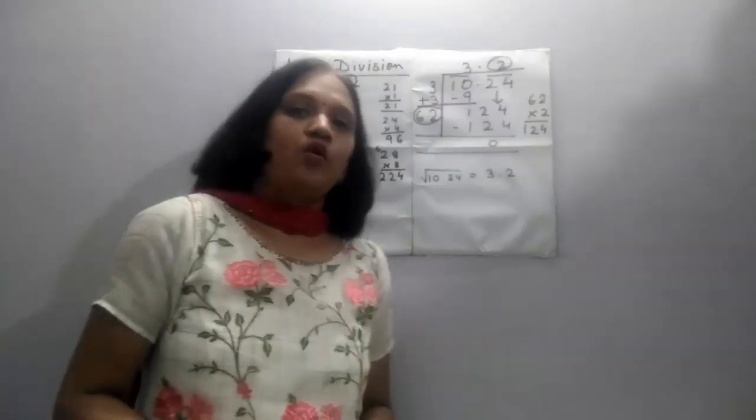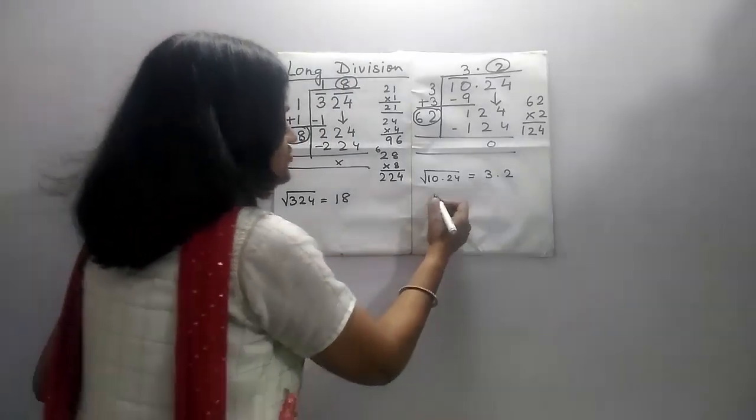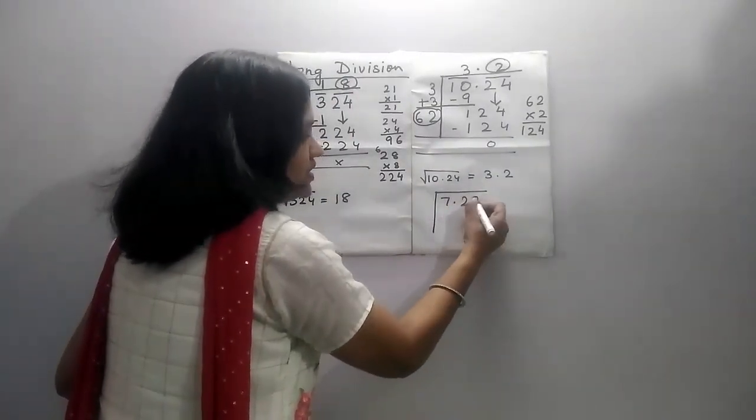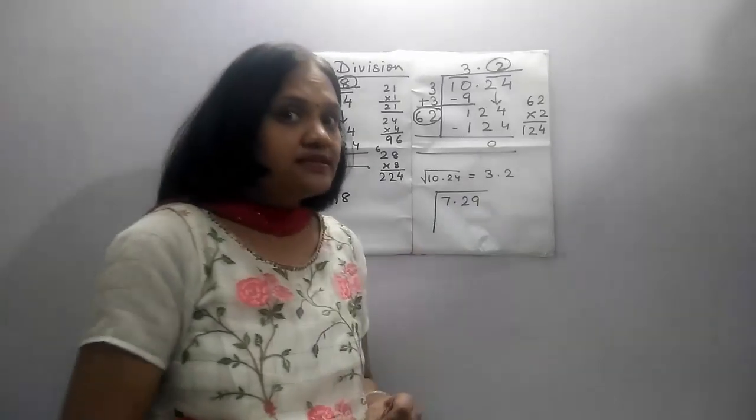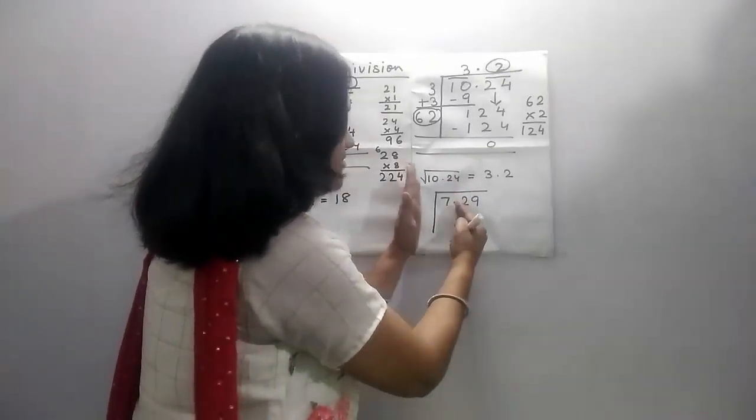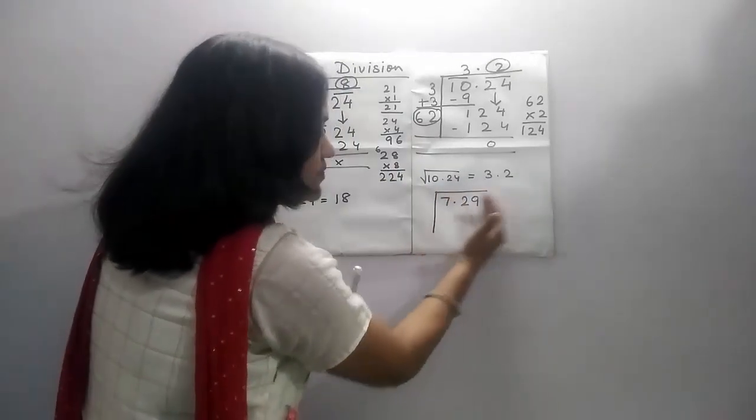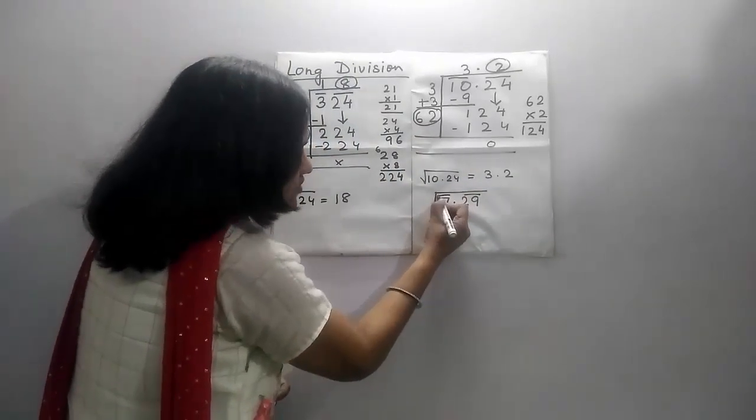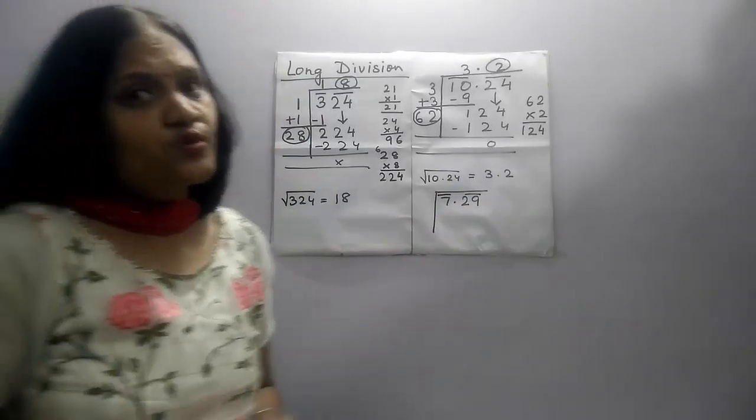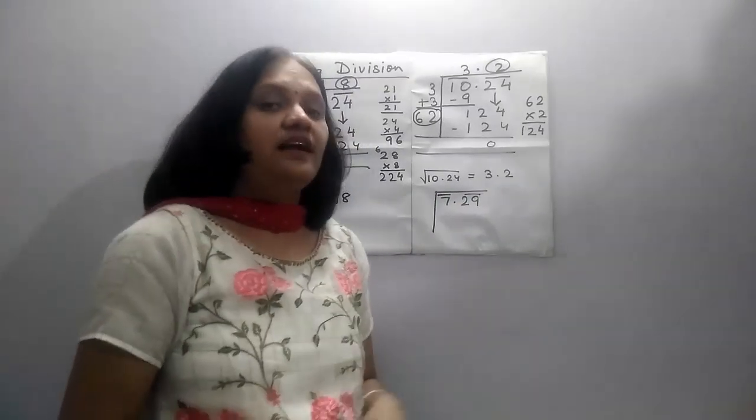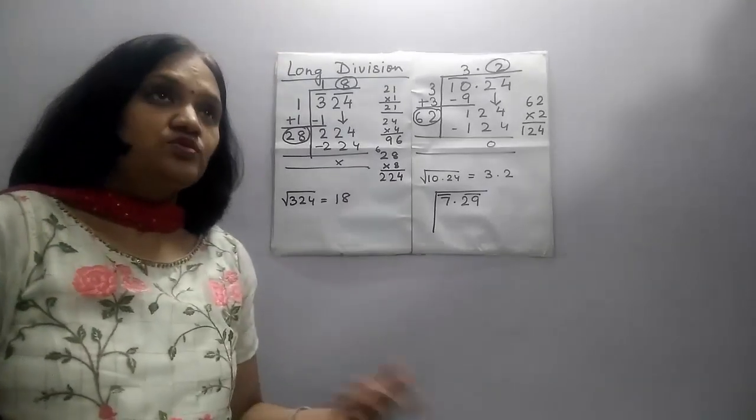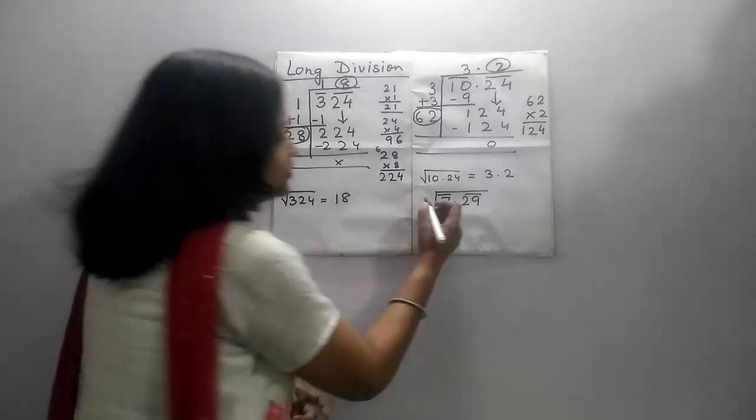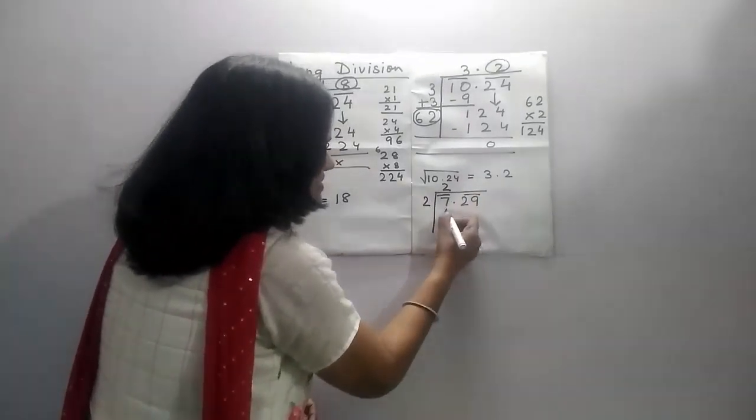Okay, let's solve one more sum. Let's find the square root of 7.29. What will you do for this? Again, from the decimal you'll go left and you'll go right. So from the decimal you go right, you get 29. From the decimal you come left and you get a 7. Which is the square which is equal to 7 or a little less than 7? 2 square is 4, 3 square is 9. We cannot take 9, so we take 2. 2 square is 4.